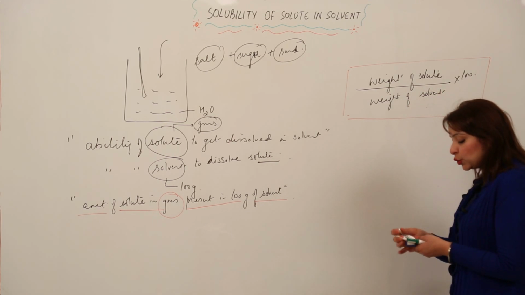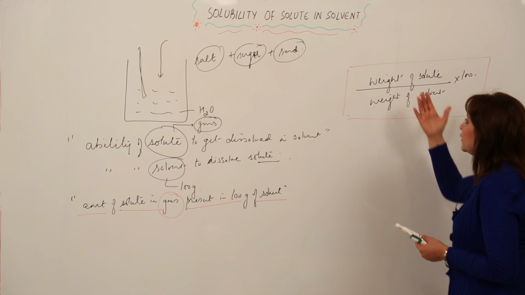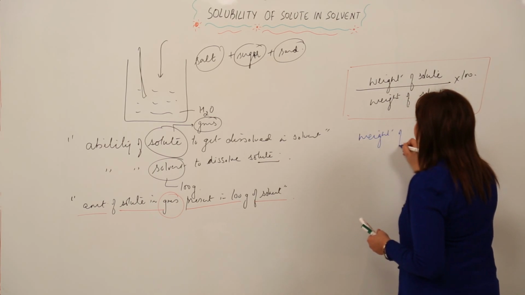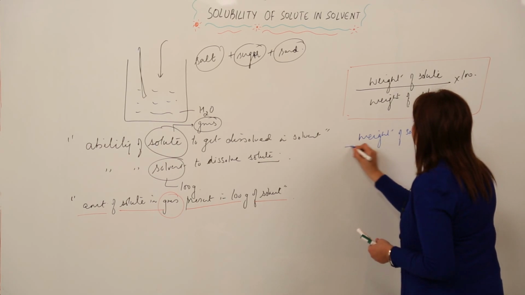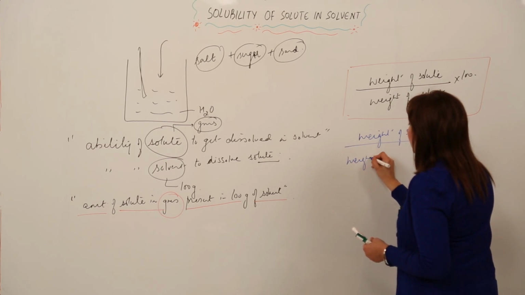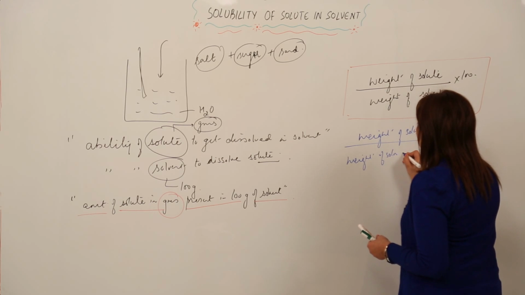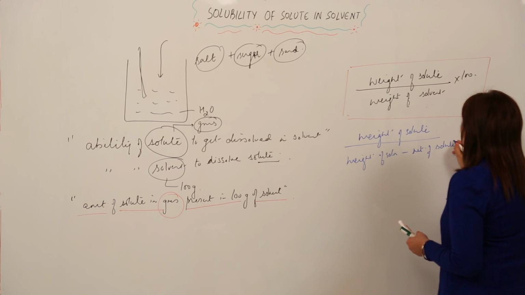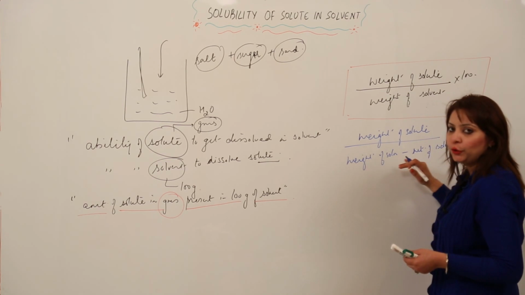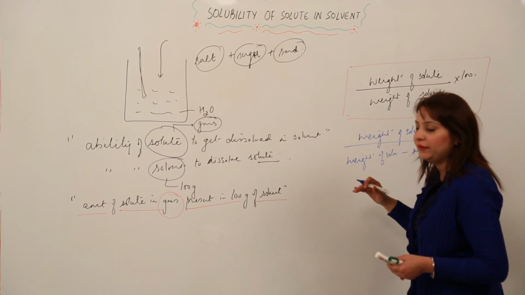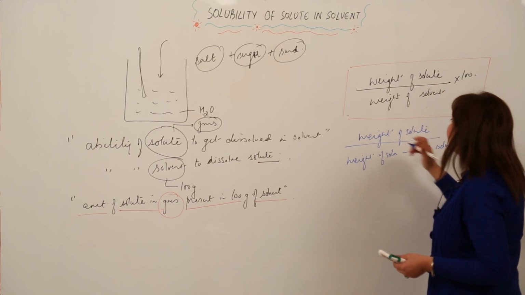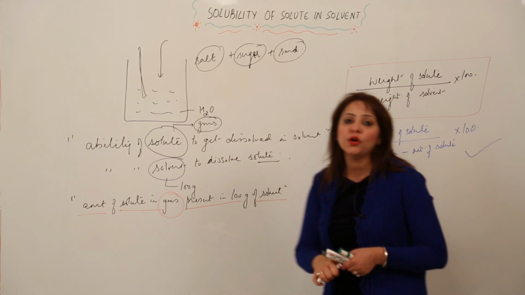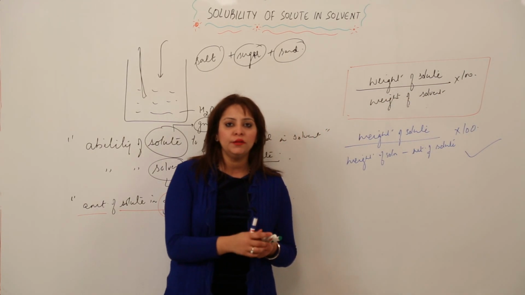And if you don't have the weight of the solvent, we can convert this relation into the weight of solute divided by the weight of solution minus the weight of solute, because the weight of solution minus the weight of solute is obviously going to give the weight of the solvent, which is what we needed, into 100. So by using this relation also, we can find the solubility of a solute in a solvent.